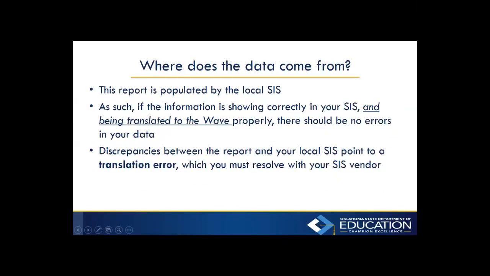Okay, so this data comes from your local student information system. As such, if the information is showing correctly in your student information system, it should be translating to the Wave properly, so there should be no errors in your data, technically. If there are disparities between the report and your local SIS, you would want to contact your vendor to see if there's a translation error occurring.